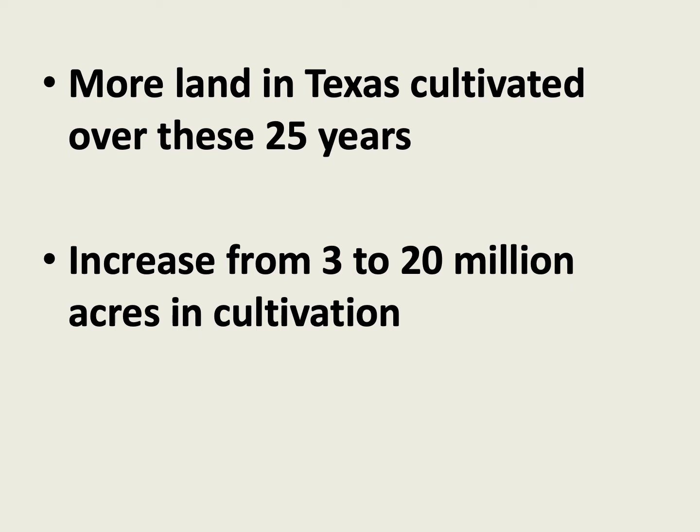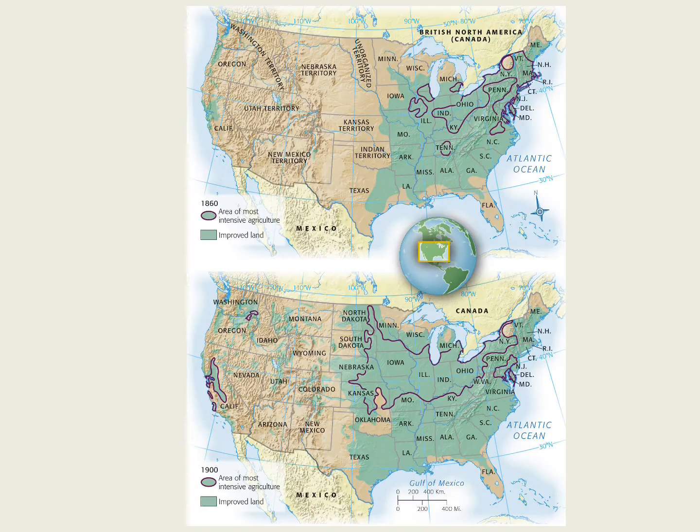Now, much more land in Texas was cultivated over this 25-year period, and in fact, the area in cultivation increased from 3 to 20 million acres. We can see on these two maps the increase in agricultural land under agricultural development. The top map is 1860. The areas in green are improved. They're being used for farming. And you can see in the case of Texas, there was a great increase, and much of that increase was to the west, and that was basically due to better irrigation systems.